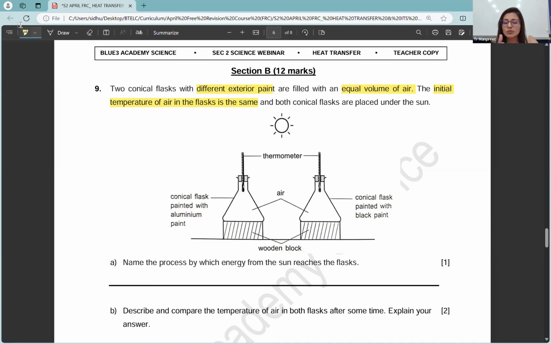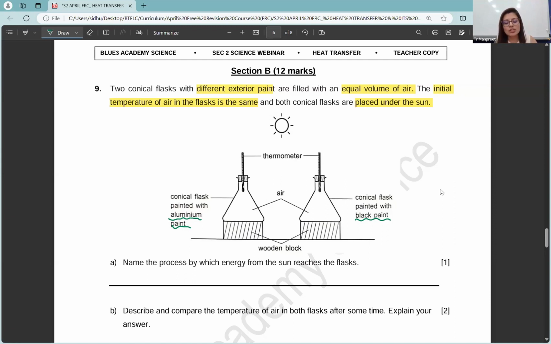So different exterior paint, that's what's changing, which we call the independent variable. Equal volume of air, initial temperature the same, and they are both placed under the same sun. So all these are the constant variables. Temperature initially constant, volume of air is constant, and placed under the same sun means the amount of heat energy is also constant. Here you have one with aluminium paint, and the other with black paint. Aluminium is a metal, a good conductor. The black surface, like you went through just now, is a good absorber of heat, and inside you have air.